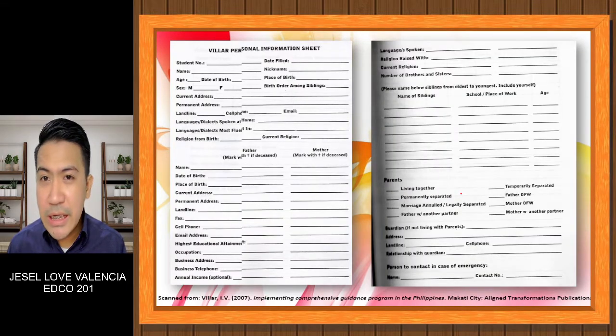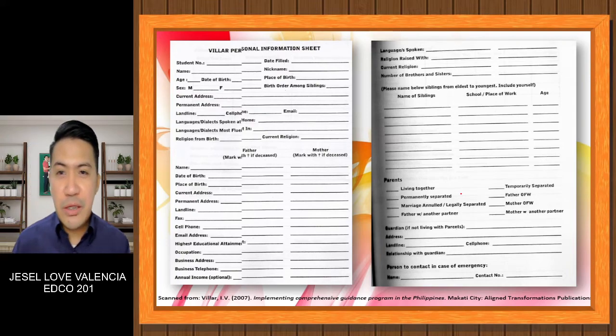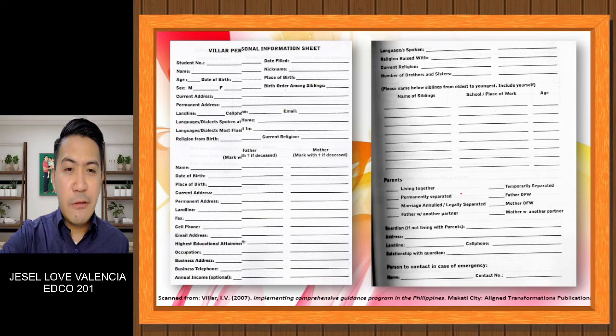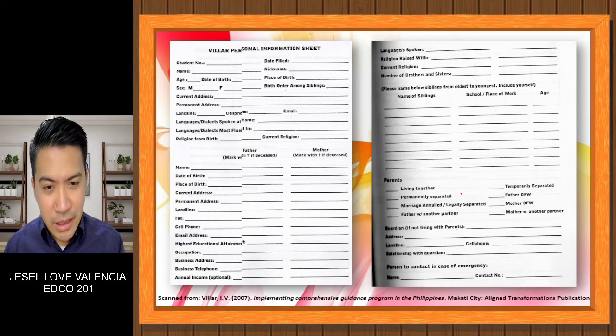Now, this is another form from Villar, on implementing a comprehensive guidance program in the Philippines. Here we have the student number, then the father's name, the mother's name. It is similar to the previous one. And over on the other side, are they living together?